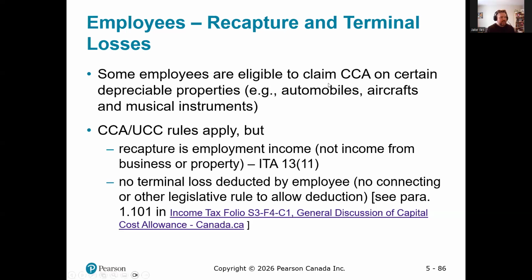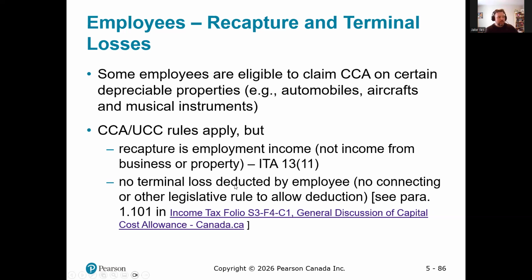Some employees are eligible to claim CCA. Certain employees can claim their musical instruments if they're a musician, if they have a car for travel as a salesperson, if they use aircraft, they can take CCA. But if they sell something for more than its UCC balance, that recapture is employment income instead of business. Because normal CCA calculations are subtracted from business income. But if you're taking CCA on an employment-related expense, that's subtracting from employment income. So if we have recapture, that needs to go back to the correct income type, employment income.